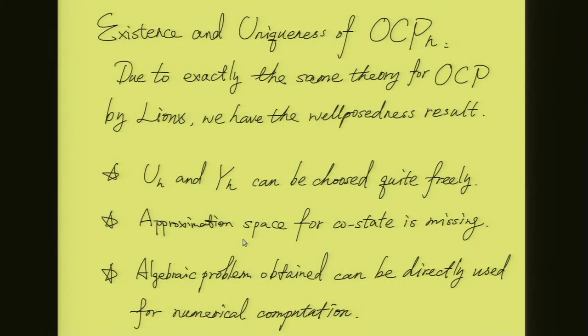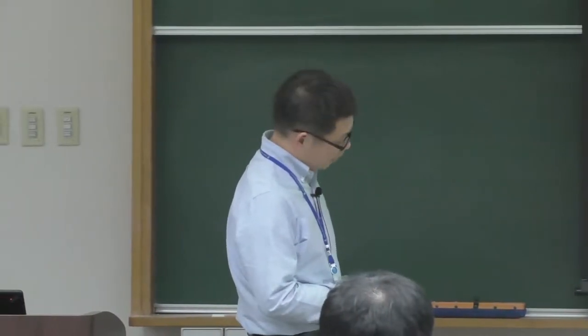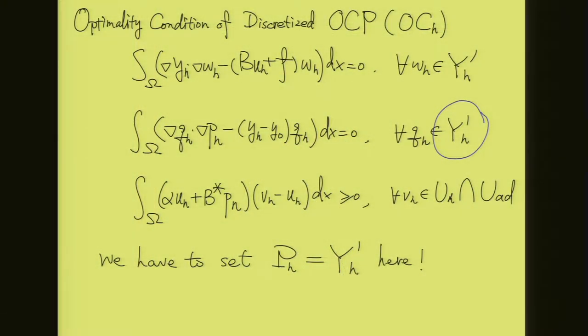But in this discretization, we see that the approximation space for the costate is missing. We do not have that space here. The discretization will directly give us an algebraic optimization problem, and if you want to be lazy, you can directly call an optimization code to solve this problem. And for this discretized problem, we can still have its optimality condition.